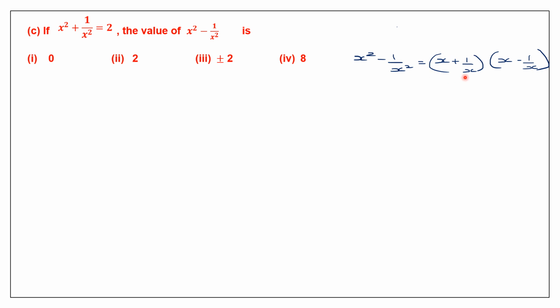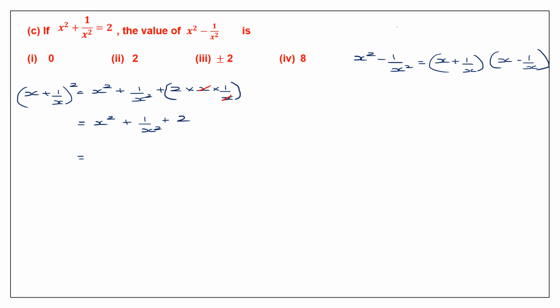Now we need to get this x plus 1 by x and x minus 1 by x. So let's try that. So let's take x plus 1 by x. Now let's square this. So this becomes a plus b the whole square, and the formula is a square plus b square plus 2ab, that is 2 into x into 1 by x. Now let's simplify this and see what we get. So this will be x square plus 1 by x square plus, cancel the x here, and we get 2.